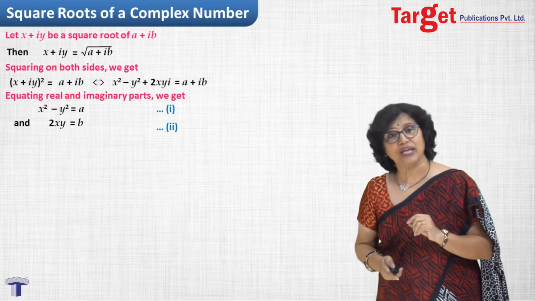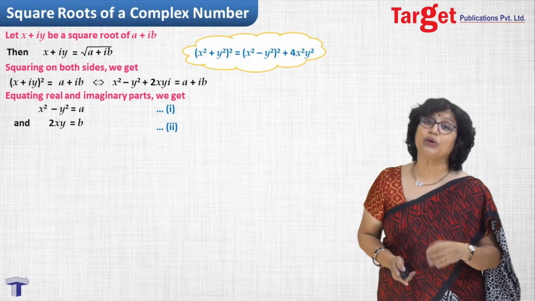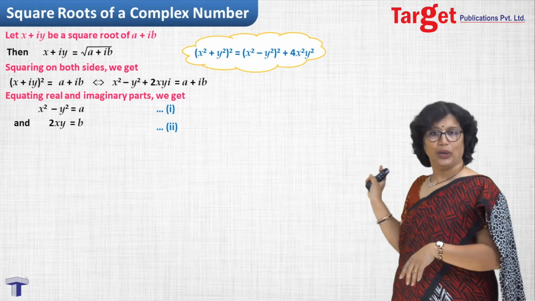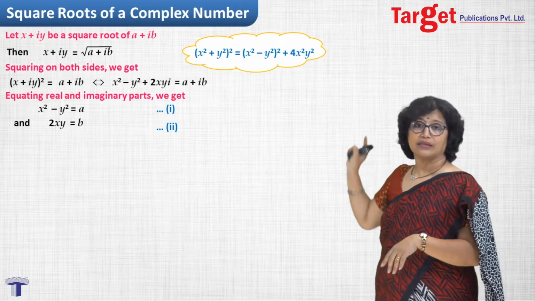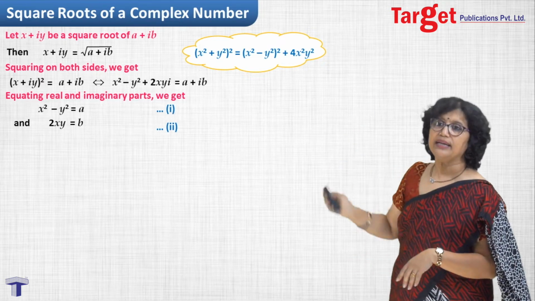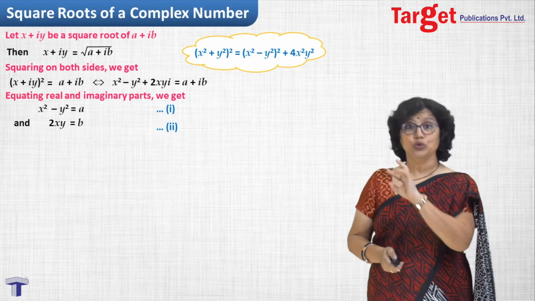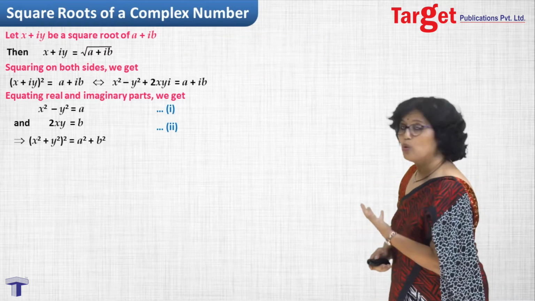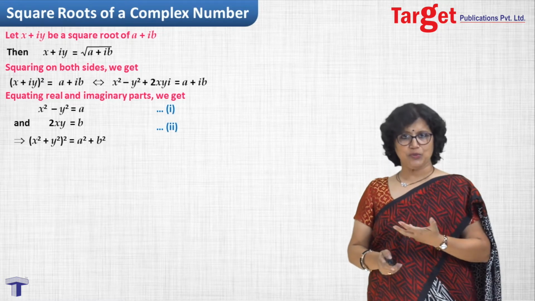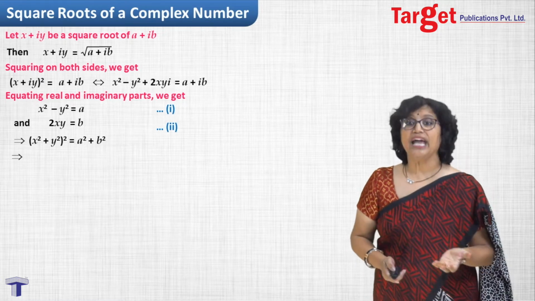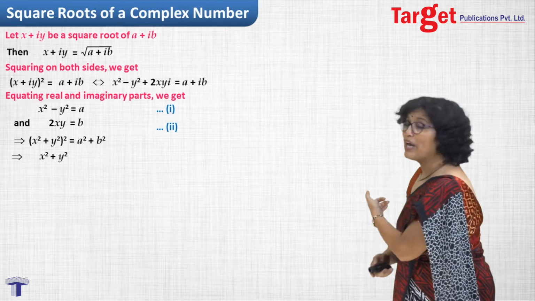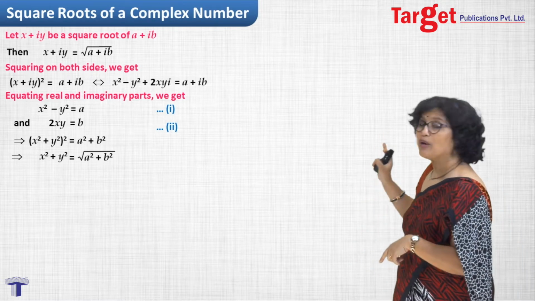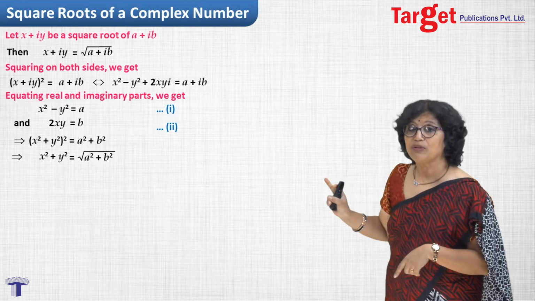So what we try to do here is we go for x square plus y square whole square and try to write it in terms of x square minus y square and 2xy. That 2xy whole square is nothing but 4x square y square, which I have shown here. Now from these two equations, I can always find x square plus y square. So x square plus y square whole square turns out to be nothing but a square plus b square, and this would lead to x square plus y square equal to square root of a square plus b square, correct? And now realize this, square root of a square plus b square, I have not written with plus minus sign.